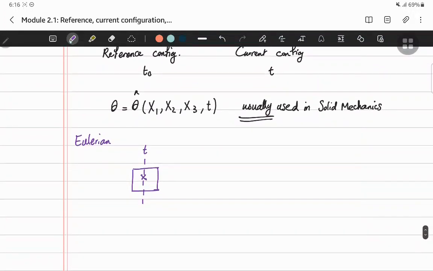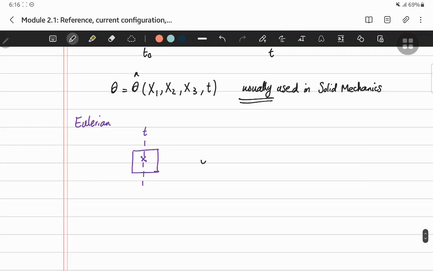So here, the book used theta, for example, for the temperature with tilde. And then we have a small x1, x2, x3 at time t. Here, we said that the base configuration is important. Here, the current configuration is important because we want to know that at a specific time or location, what is the value of, for example, temperature. This is usually used in fluid mechanics.